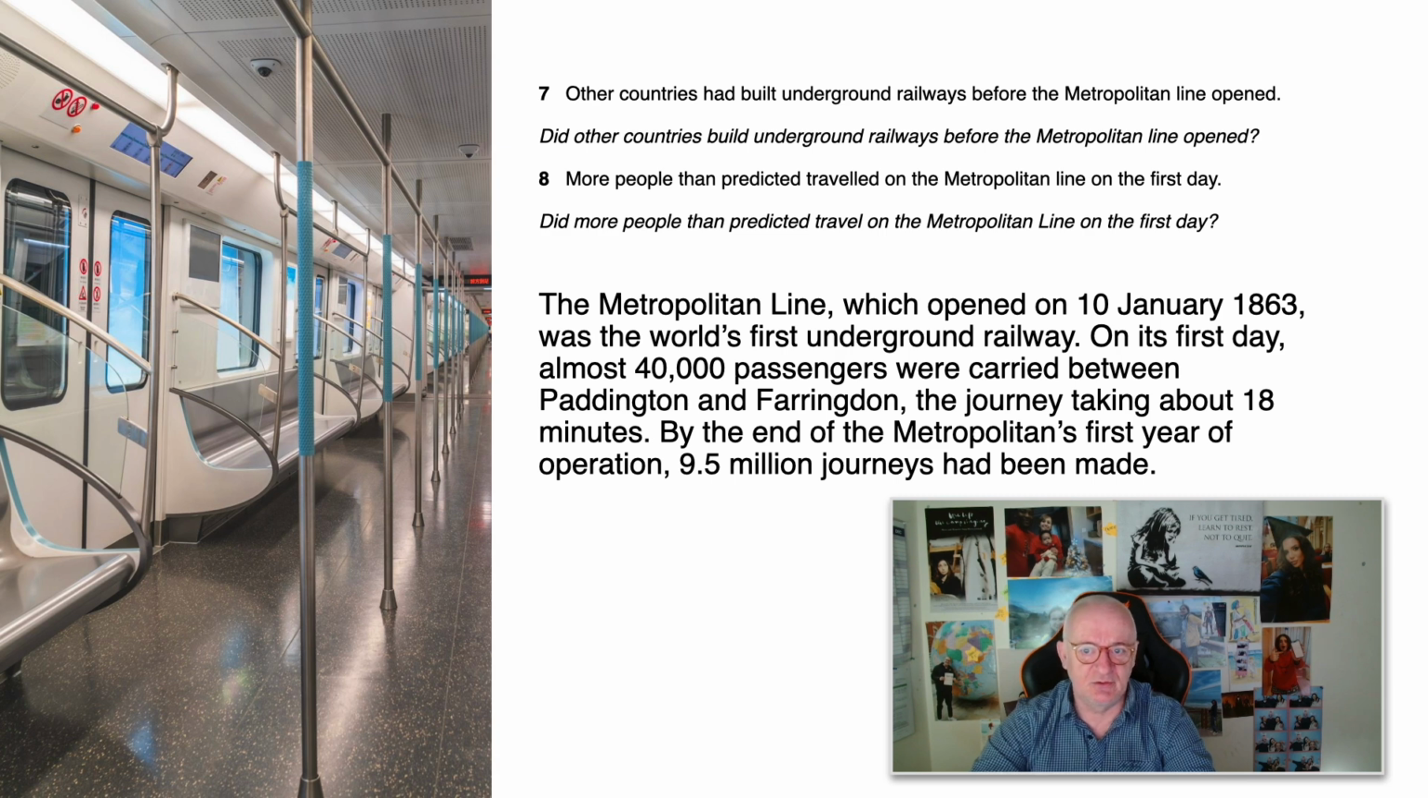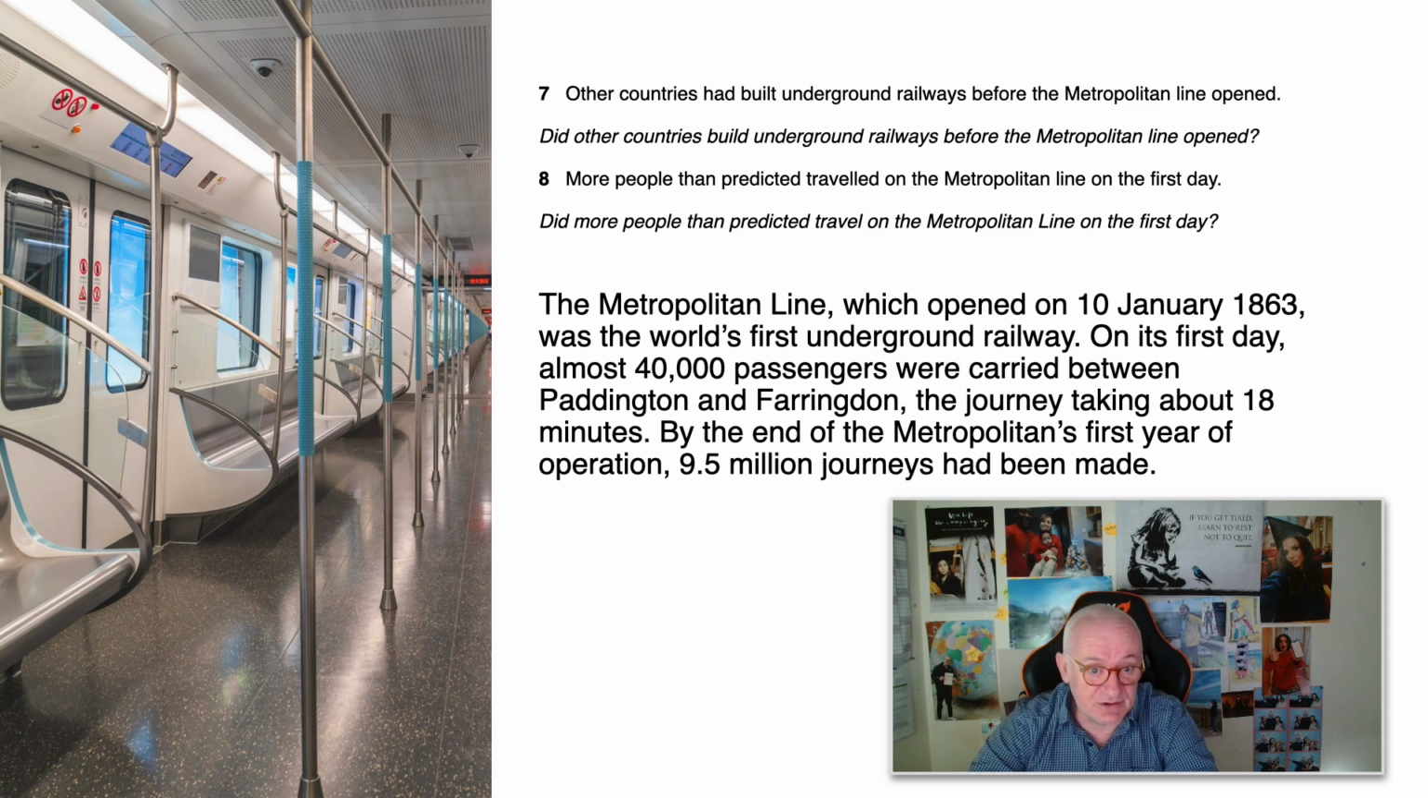Now in this text, I'm going to be looking for Metropolitan line. It's got a capital M on it, which means it's going to stand out. I'm going to see it very easily. And I can see that in the first line. So if we read that, it says that the Metropolitan line, which opened on the 10th of January 1863, was the world's first underground railway. So the question we asked ourselves was, did other countries build underground railways before the Metropolitan line opened? And the answer to the question is no, they didn't. The Metropolitan line was the world's first. So the answer to this question would be false.